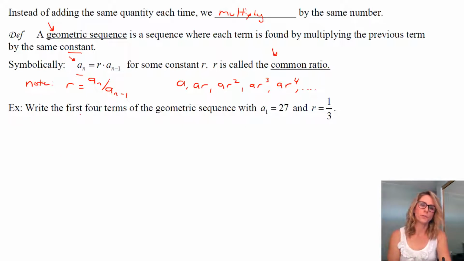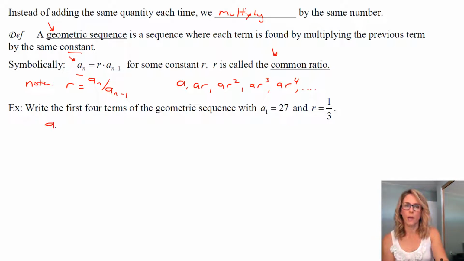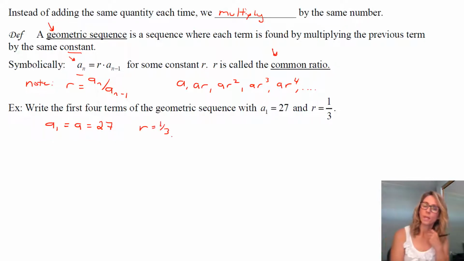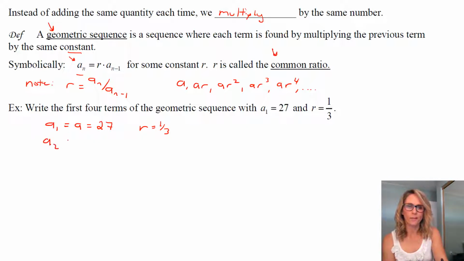So write the first 4 terms of the geometric sequence. It gives us an a sub 1. Notice that your a sub 1 is just your a, and that will be, in this case, 27. You are also told that r is 1/3. So it's not too surprising if we want the next 3 terms to get the first 4.